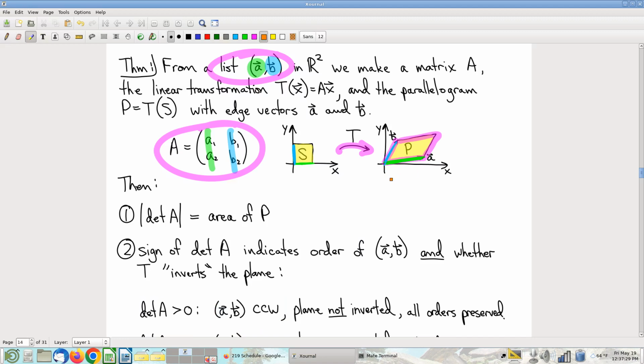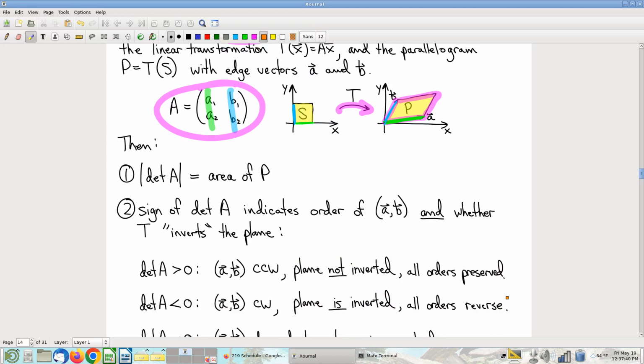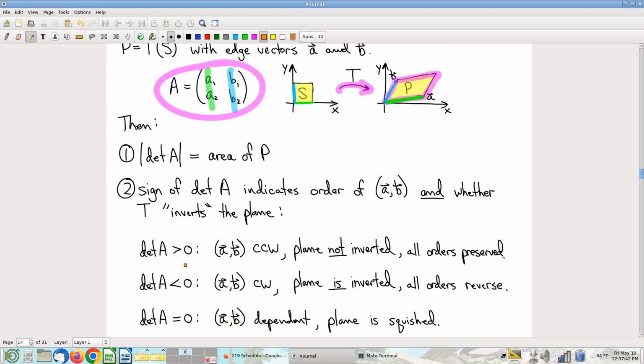Okay, now there's some other stuff on here about the plane not being inverted, order being preserved. It's not exactly clear what I mean by that. I'm going to come back to that in just a moment. I think it's easier to understand that point if I start effectively with the next case. Let's consider what happens when the determinant is negative. Okay, so determinant being negative.